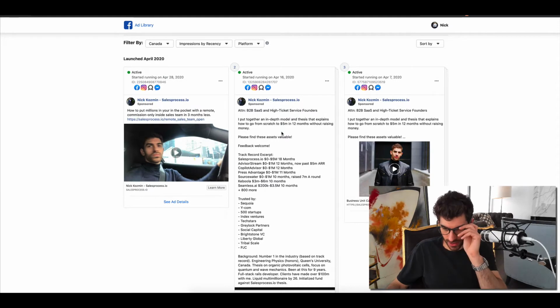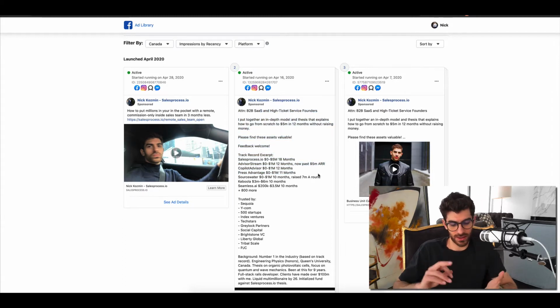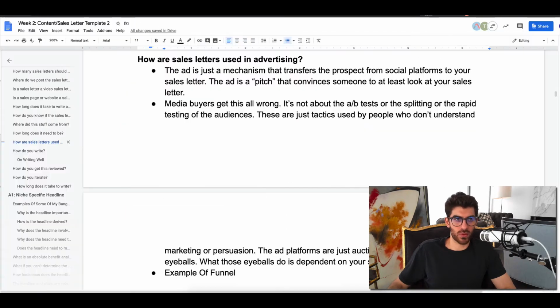You can run these ads on YouTube too. The platform doesn't really matter. As long as the sales letter is good, you'll make money on YouTube. You'll make money on LinkedIn. You'll make money on Facebook. You'll make money on Instagram. Any platform will work as long as the sales letter is right, and as long as the people on the platform are in your demographic. Okay, guys. So that's pretty much how the ads work, and that's how they relate to the sales letter.